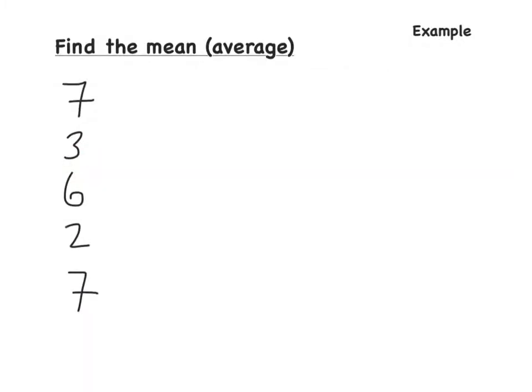In this example, we are going to find the mean. By the mean, you probably have heard of it as the average. So to find the mean, what you're supposed to do is you're supposed to add all the numbers. Then you divide that by the amount of numbers.